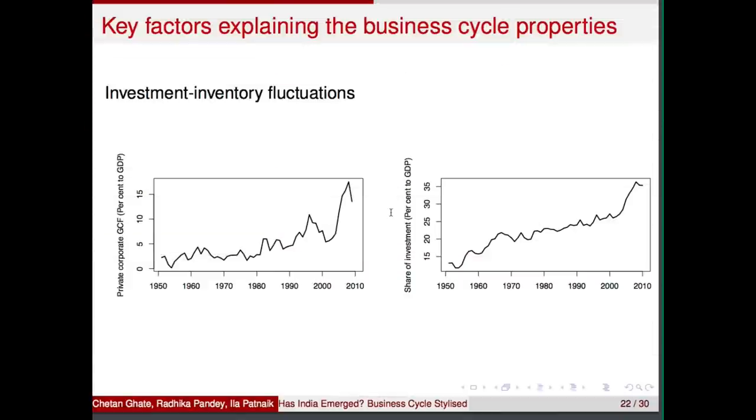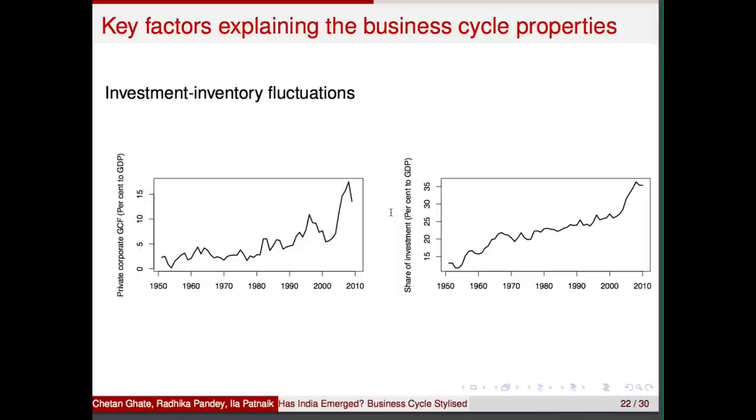Another important factor that explains the changes in the business cycle properties from pre to post reform period is the interplay of investment and inventory fluctuations. In the pre-reform period, there were consistent significant restrictions on capacity creation. As a result, the main source of investment was planned government investment, public sector investment, which did not show any cyclical fluctuations. In the post-reform period, there are significant reductions in the constraints on capacity creation. As a result, with eased restrictions and a more conducive environment for investment, we find that the share of investment as a percent to GDP has gone up from around 13% in the 1950s to 35% in 2009-10.